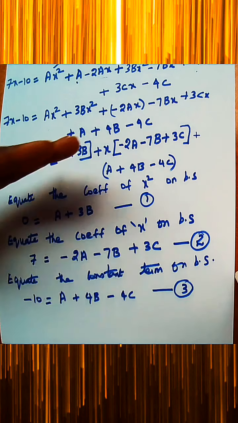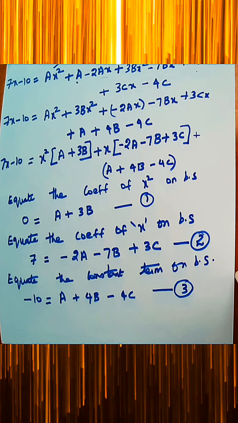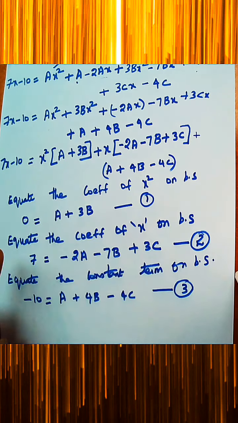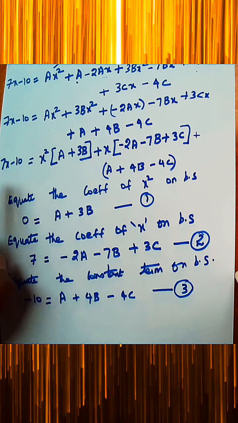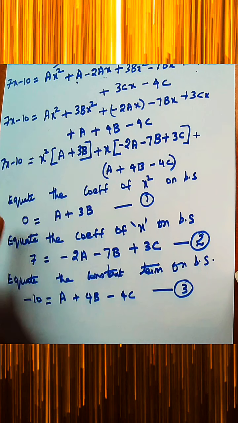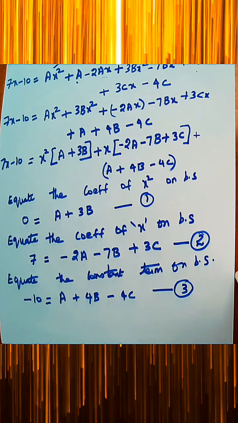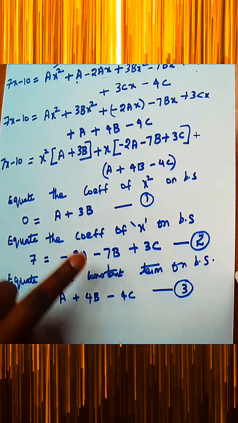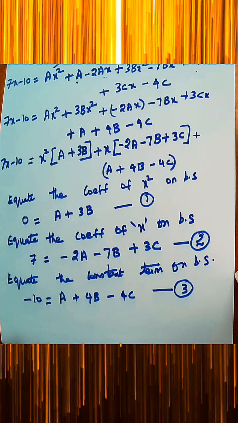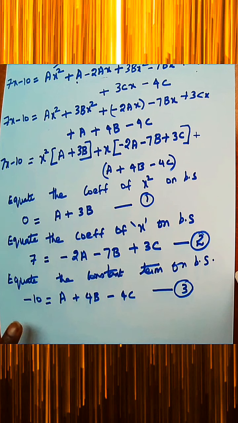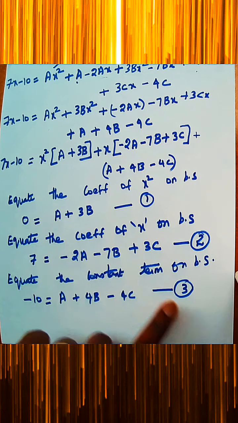So we have equations 1, 2 and 3. How did we get equation 1? We equated the coefficient of x square on both the sides. How did we get equation 2? We equated the coefficient of x on both the sides. So for the first equation, the coefficient of x square is 0. So 0 is equal to a plus 3b on the right hand side. That is your equation 1. For equation 2, the coefficient of x is 7. 7 is equal to minus 2a minus 7b plus 3c. And for equating the constant term, the constant term is minus 10, which is equal to a plus 4b minus 4c.